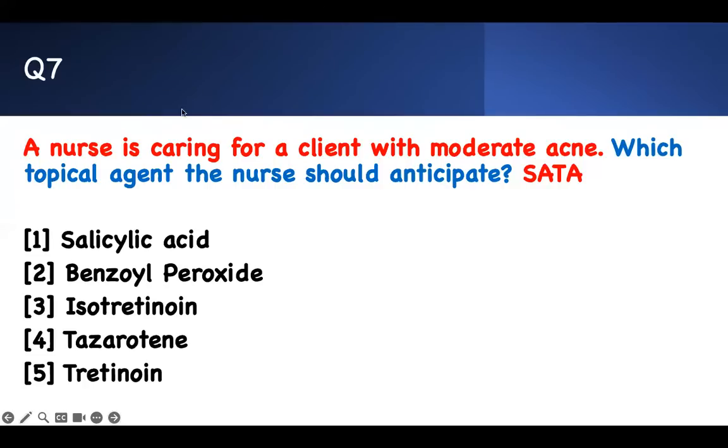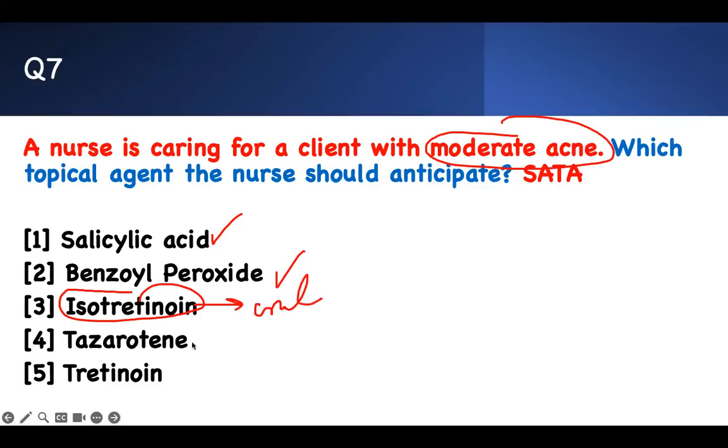Number 7. Select or apply. And this is caring for a client with what? Moderate. It's not severe. It's just mild. So moderate, usually topical agent. Which topical agent should the nurse anticipate? This is for mild disease. This is for mild disease. This is for severe. It's not topical. This is oral, systemic. Tazarotene is a topical agent for moderate, and tretinoin is a moderate topical agent. These are your two answers.